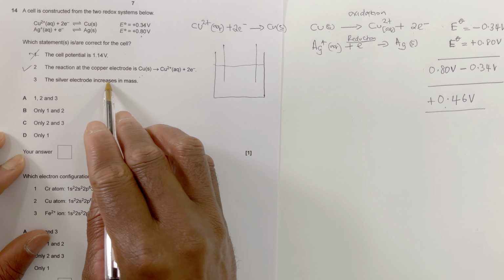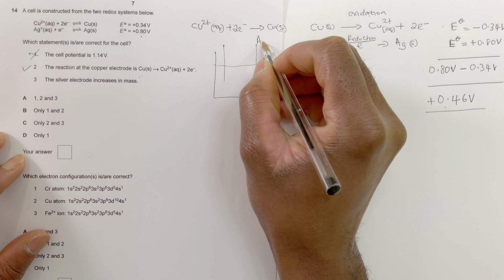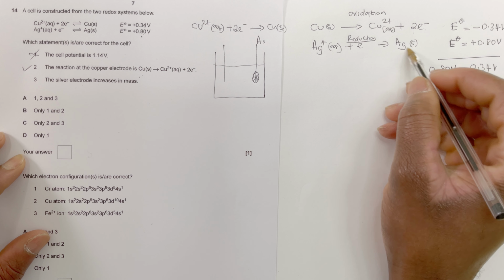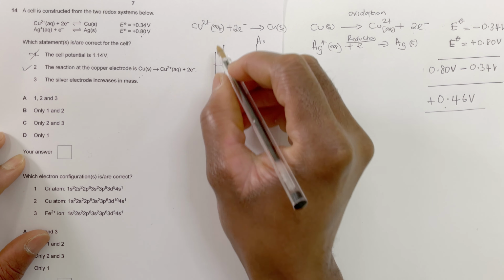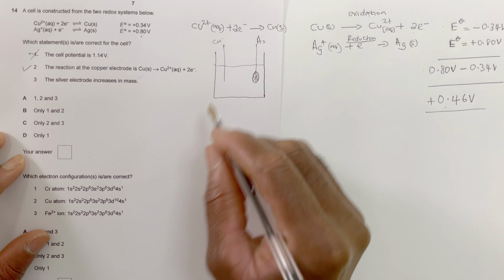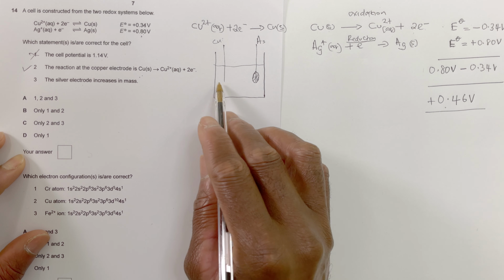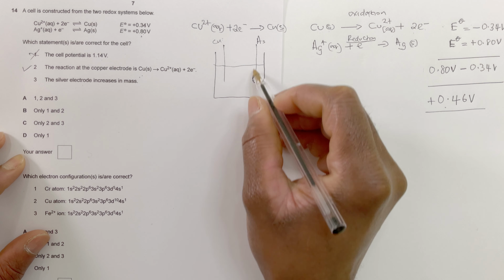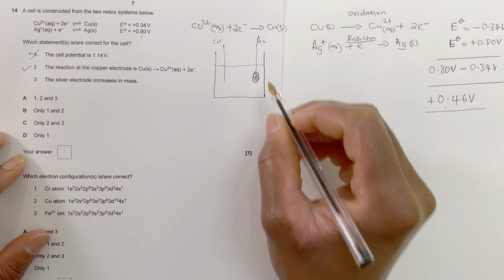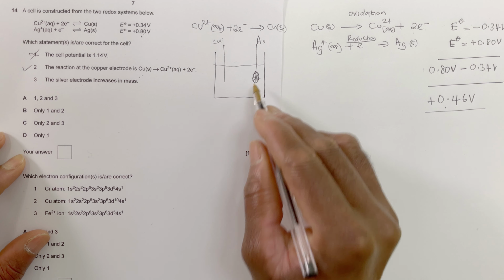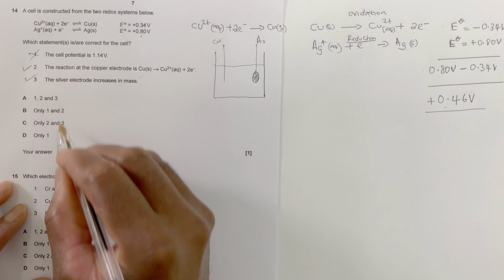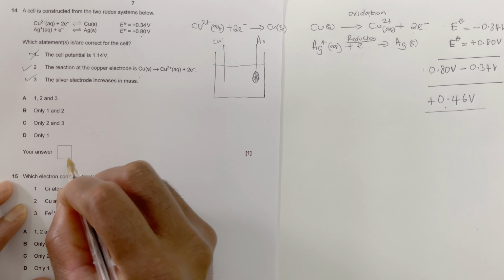The silver electrode increases in mass. So at the silver electrode here, the mass will increase. This is a copper electrode, so that will lose electrons and become copper ion. The electrons will then go there to turn silver ions into more silver. So silver will grow in mass, because the mass will be deposited here. So that's correct. So we're looking at 2 and 3. So 2 and 3 is going to be C.